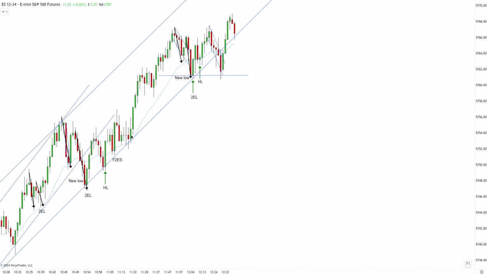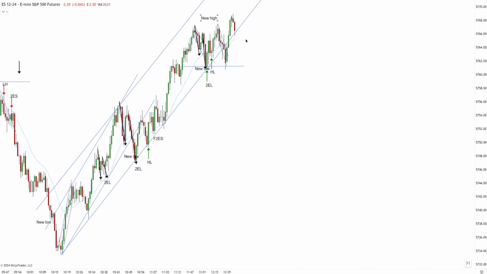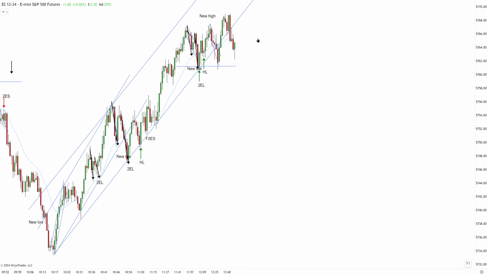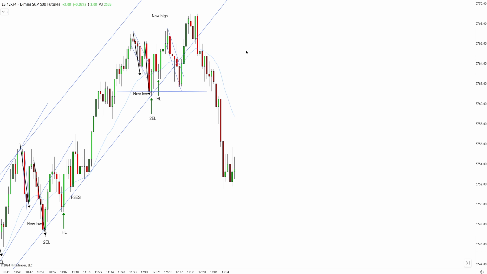Okay, market creating a new extreme. So I gotta mark a break, a push to new high, so I have to pause looking to go long. And the market is trending all the way down here. Perfect. This is what I like to see.